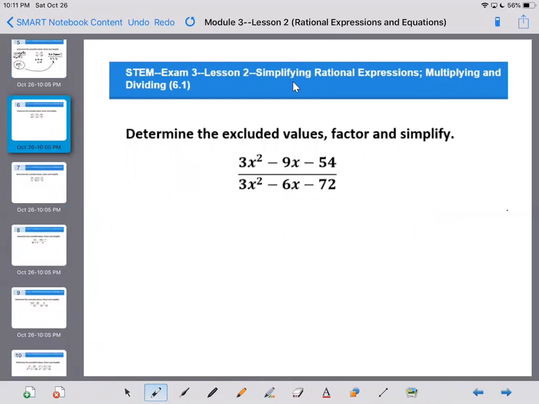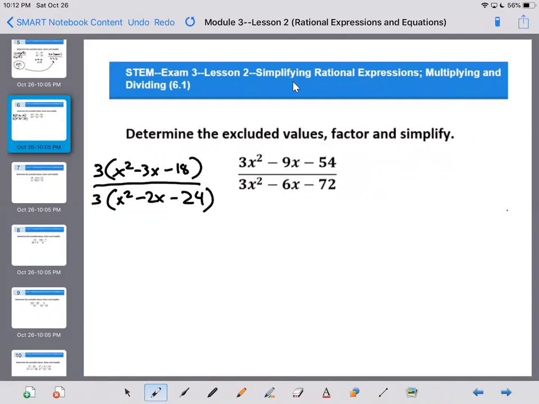With this one, we have a trinomial in the numerator, trinomial in the denominator. We're looking to factor as much as we can, so it looks like a 3 will divide out of both of those. So that'd be x squared minus 3x minus 18 divided by, factor out a 3, we've got x squared minus 2x minus 24.